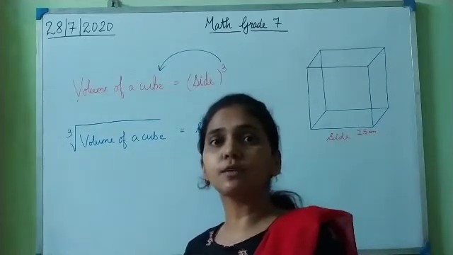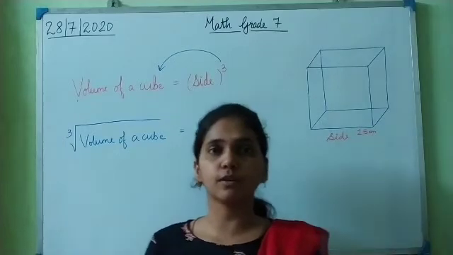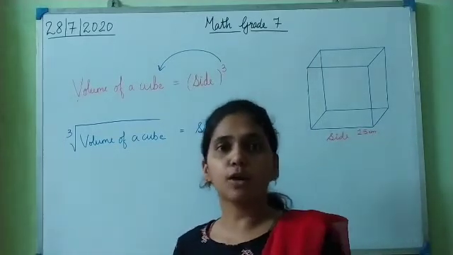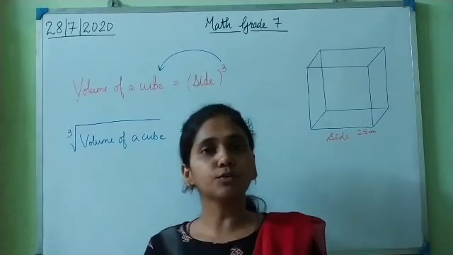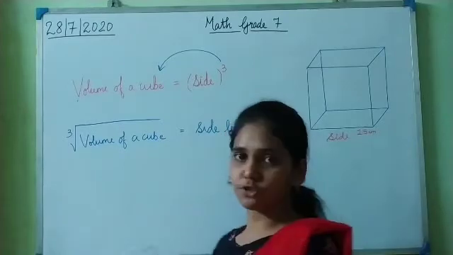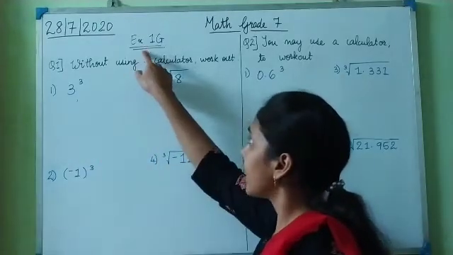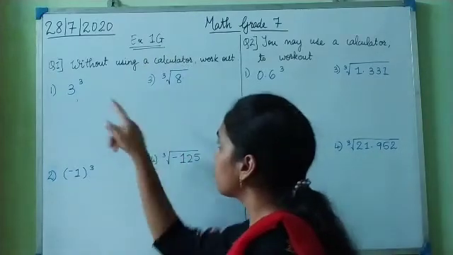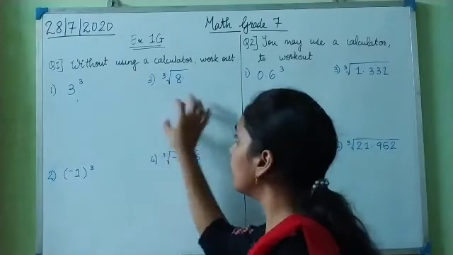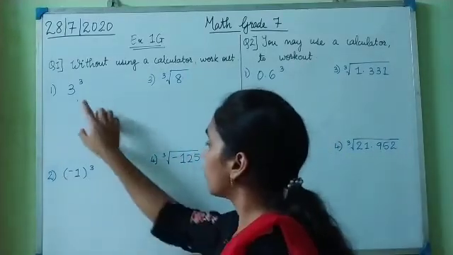Okay. So now we will see a few sums based on how to find the cube and cube root manually, means by working out, and then how to solve it by using a calculator, and also we will see a few sums based on the applications. Okay. So now we go to exercise 1G. The first question is, without using a calculator, work out. So we have to solve these sums without using a calculator. Okay. So what is the first one?